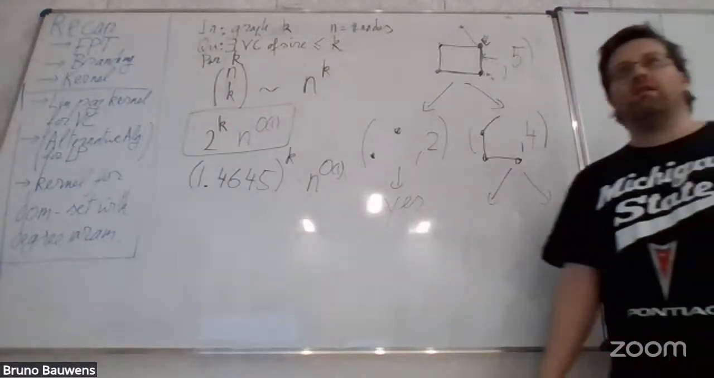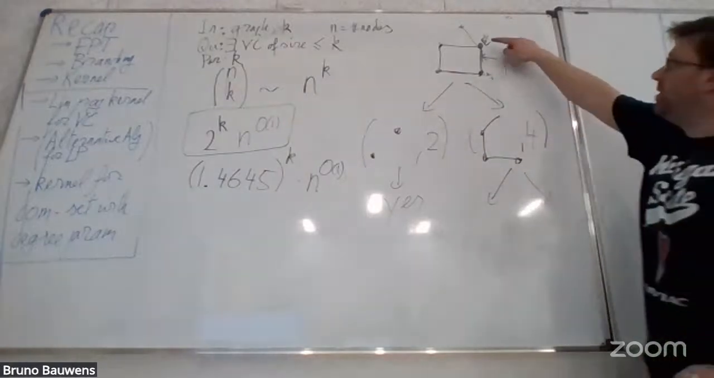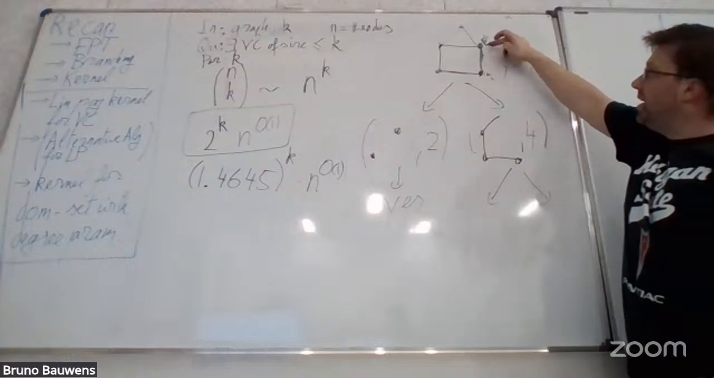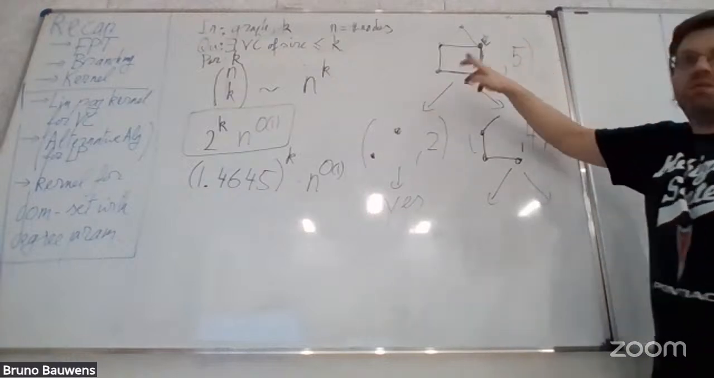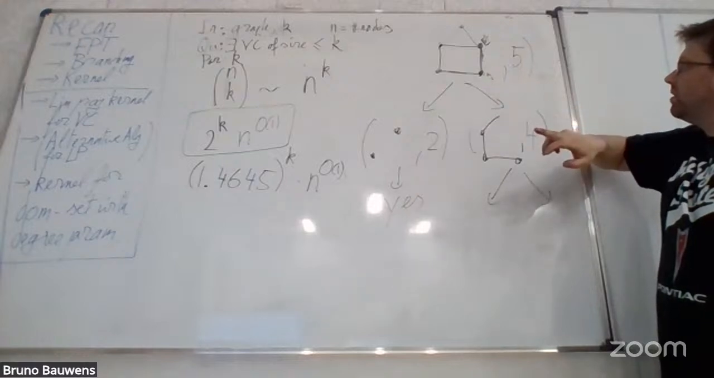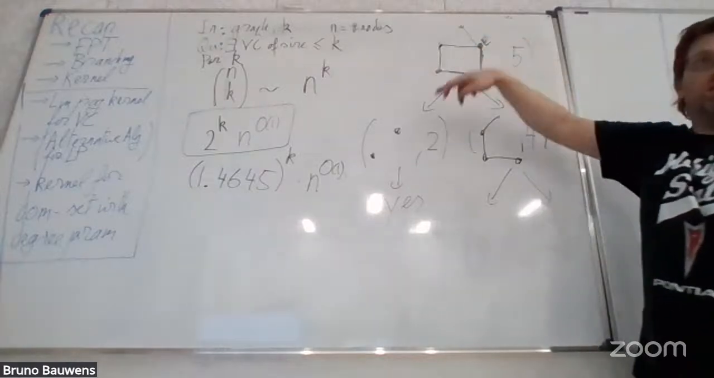Yeah. The left branch contains the node that we picked and all the nodes that aren't its neighbors. So for the right branch, we pick this node here, and in the right branch, we only remove our chosen node. And on the left, we choose it and remove all its neighbors.